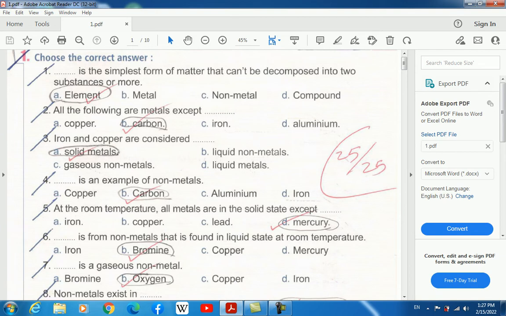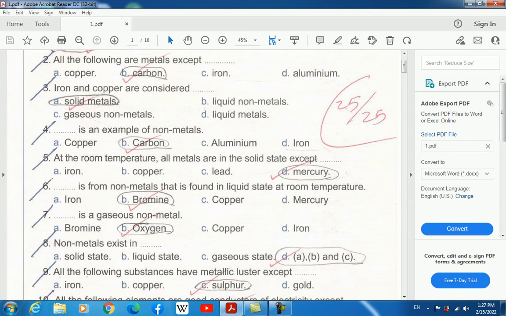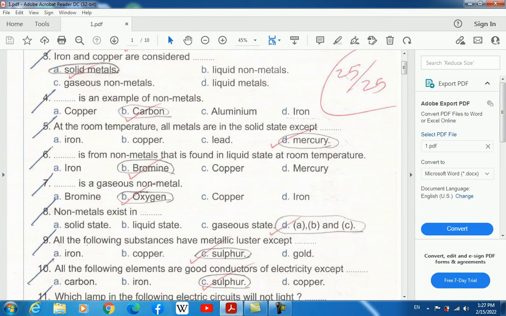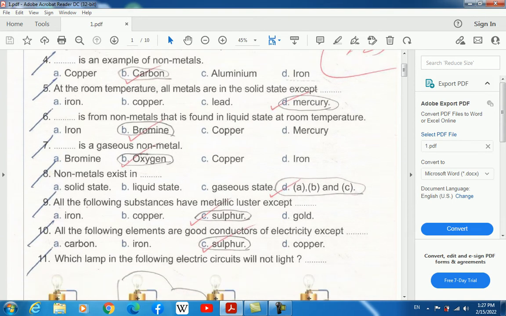1. Choose the correct answer. Element is the simplest form of matter that can't be decomposed into two substances or more. 2. All the following are metals except carbon. 3. Iron and copper are considered solid metals. 4. Carbon is an example of nonmetals.